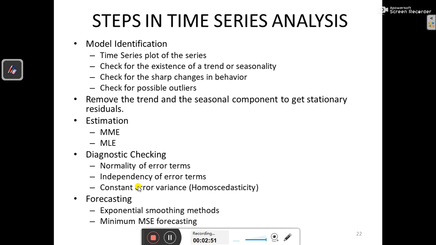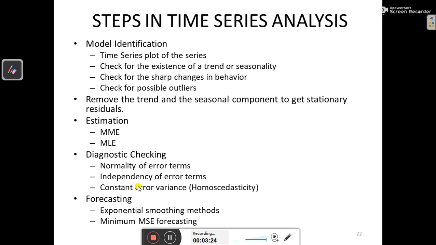Then check for sharp changes in behavior in that trend or pattern. Check for possible outliers in the time series curve or plot. If the behavior of some values does not go with the trend, then it might be an outlier.